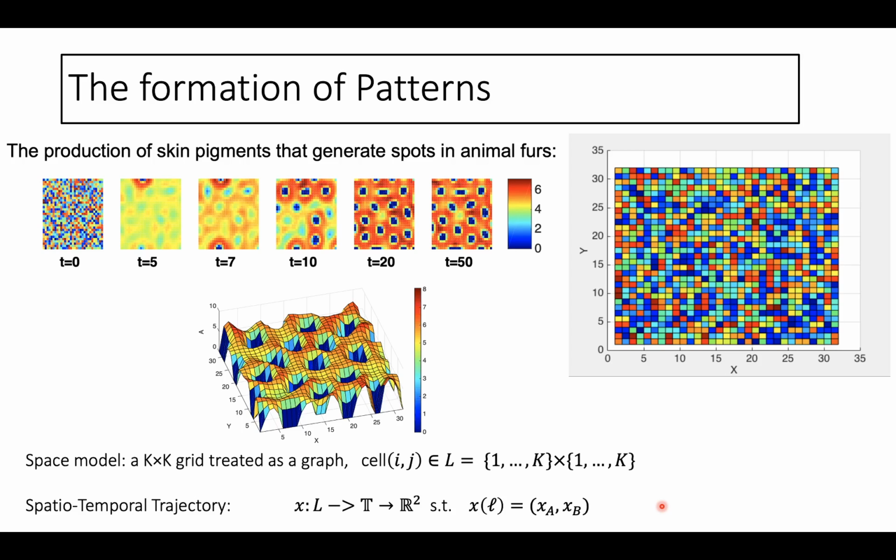The spatio-temporal trace describes the concentration of the proteins A and B in each cell of the grid at each time step. And this is generated by a reaction diffusion system that we discretize according to a finite difference scheme as an ordinary differential equation, where the variables are exactly the cells of our grid.